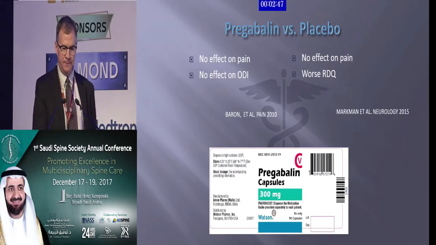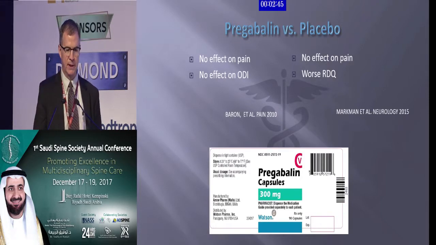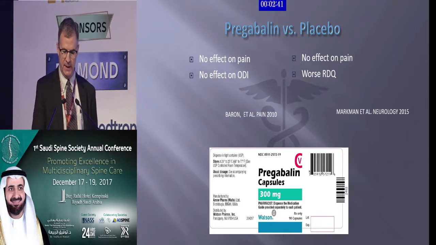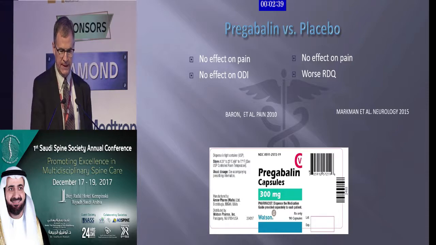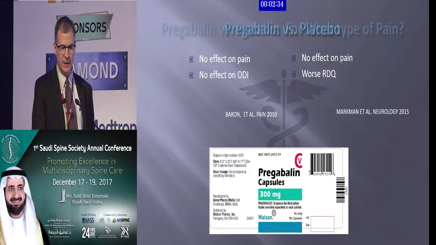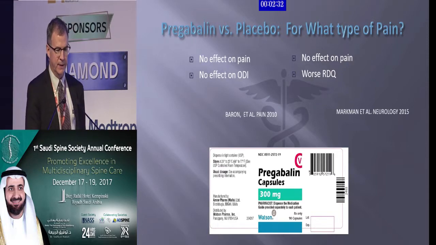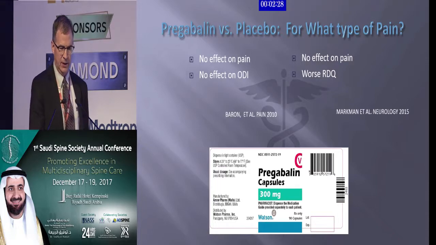How about pregabalin? In the general pain population, it doesn't seem to have much effect on pain or Oswestry disability or Roland disability questionnaire based on these 2 studies within the last decade. But specifically for spinal cord injury, these studies didn't look at that specifically, so we'll get to that in just a minute.